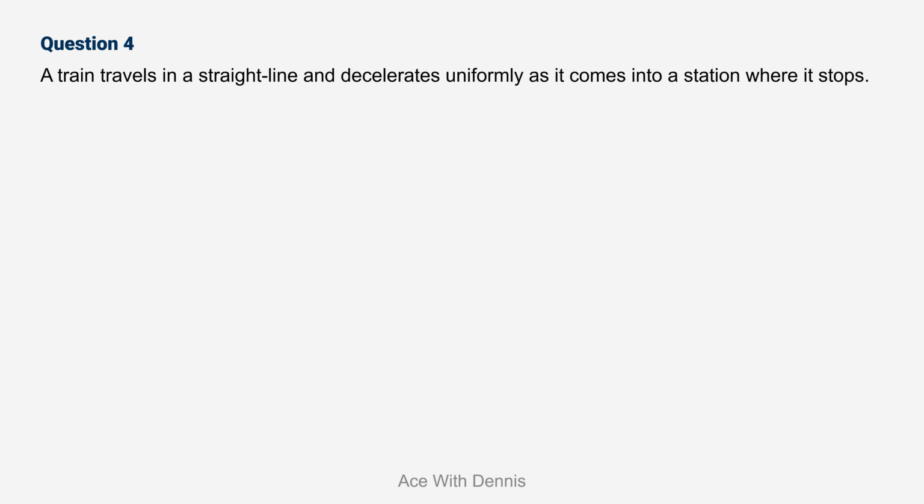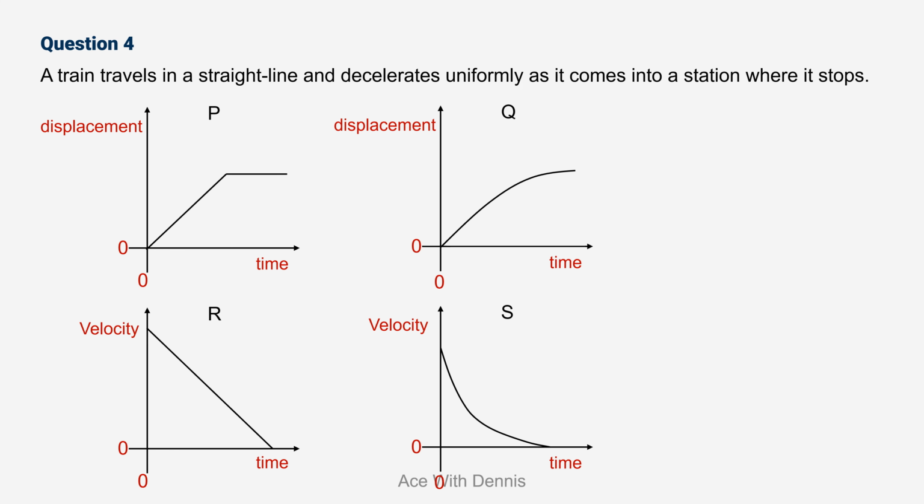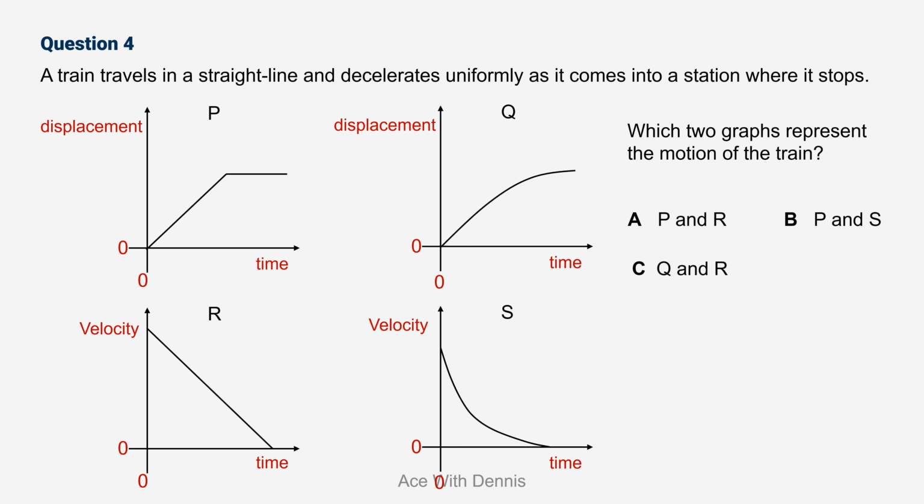Question 4. A train travels in a straight line and decelerates uniformly as it comes into a station where it stops. Here are given 4 graphs, where graph P and graph Q are displacement-time graphs, and graph R and graph S are velocity-time graphs. Which two graphs represent the motion of the train? A, P and R, B, P and S, C, Q and R, or D, Q and S.